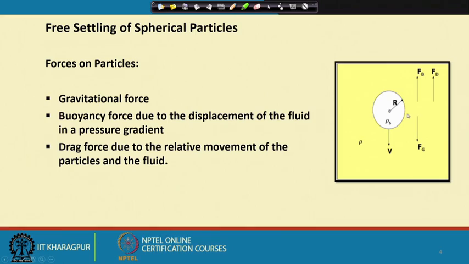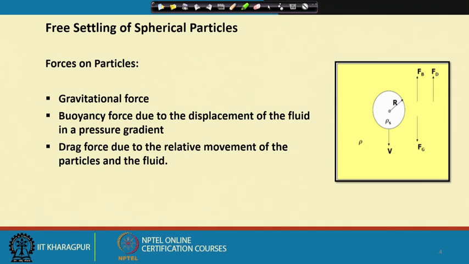But that downward movement of the particle through a fluid medium will be opposed by two other forces, which act in the opposite direction of the particle's movement. That is, in this direction you have two opposite forces. One is called the buoyancy force.